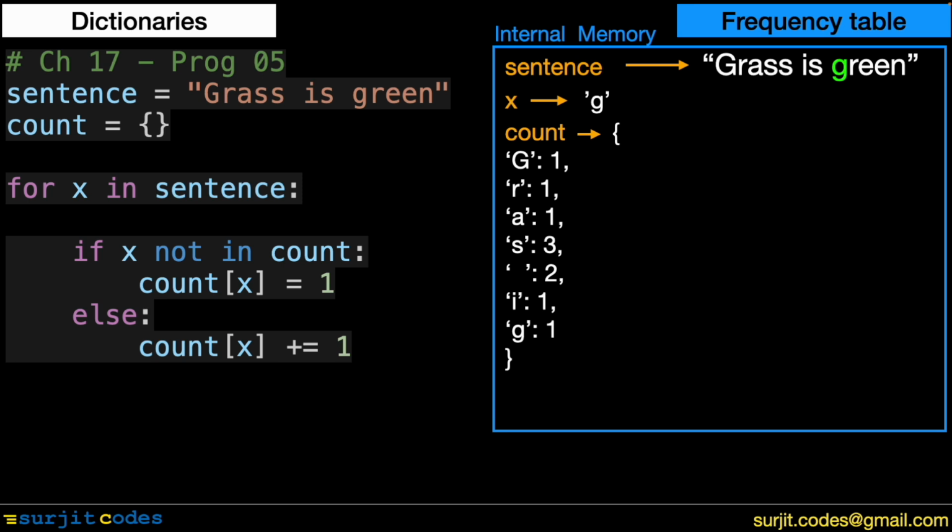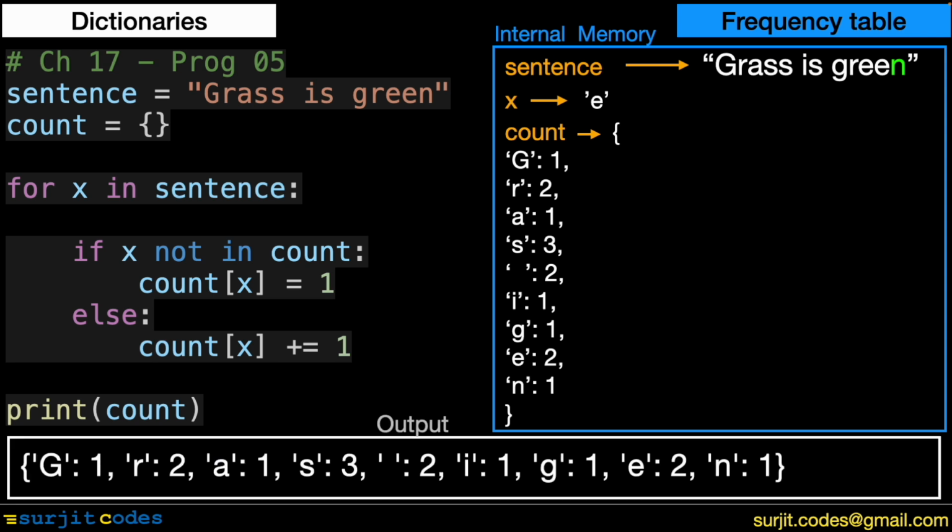A capital G is distinct from a lowercase g, so it is entered as a separate item in the dictionary. When key is R, we increase its value to 2. X equal to E gives a new entry while the next E increases its value to 2. Lastly, key equal to N gets the value 1 in the dictionary. The loop over X ends. We now print the dictionary to get the output as shown.